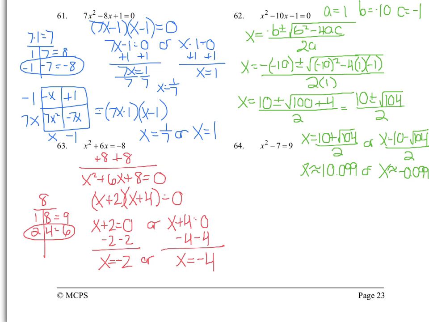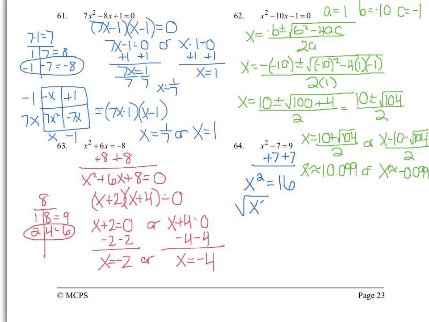Finally, we have x squared minus 7 equals 9. Well, I want to combine like terms first, so I'm going to add 7 to both sides. And that's going to get me x squared equals 16. I could bring the 16 over to the other side and try to factor, but what's nice about this is I can actually use the square root method.